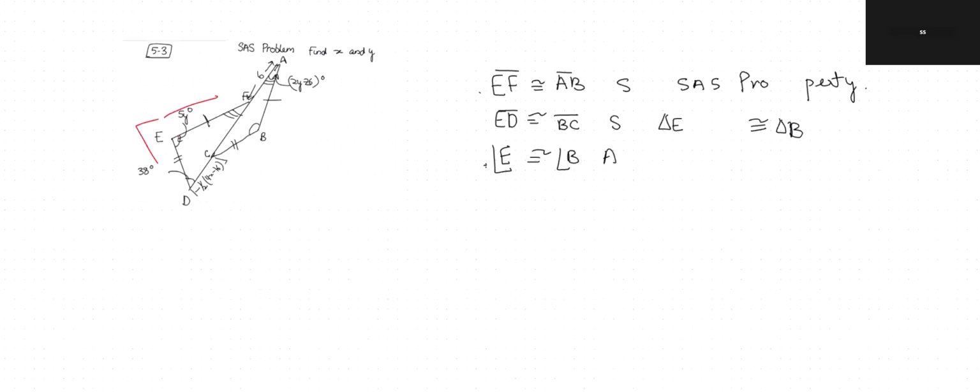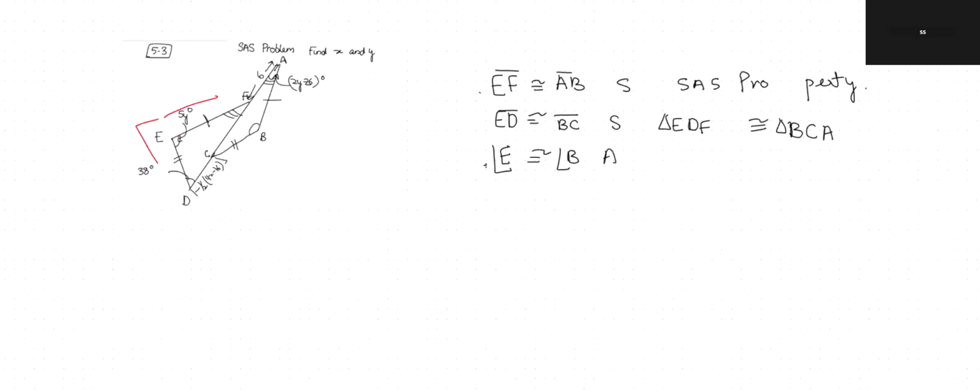Now ED is congruent to BC. So D is the corresponding part of C. Now the remaining is F. So F is congruent to A. So this is our congruence statement.